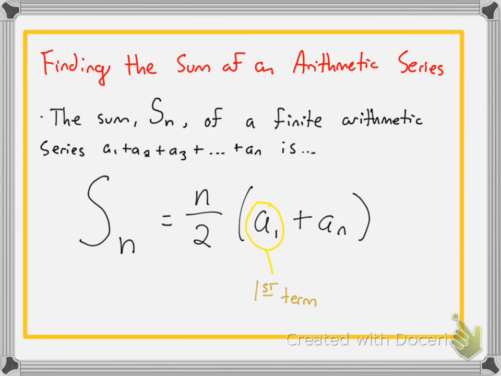A1 represents the first term in the sequence. So the first number that you see in that list is your a1. On the other end, an is the last term of the sequence, and they'll always give you that as well. Finally, n represents the number of terms, so how many numbers or the quantity of numbers in that sequence.